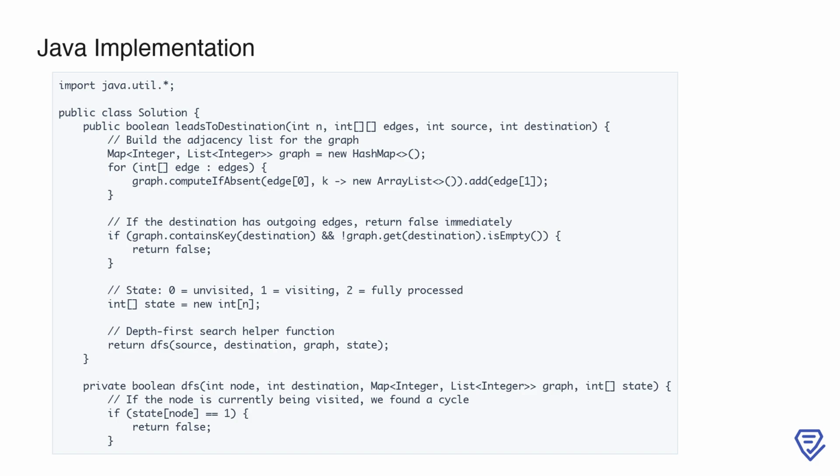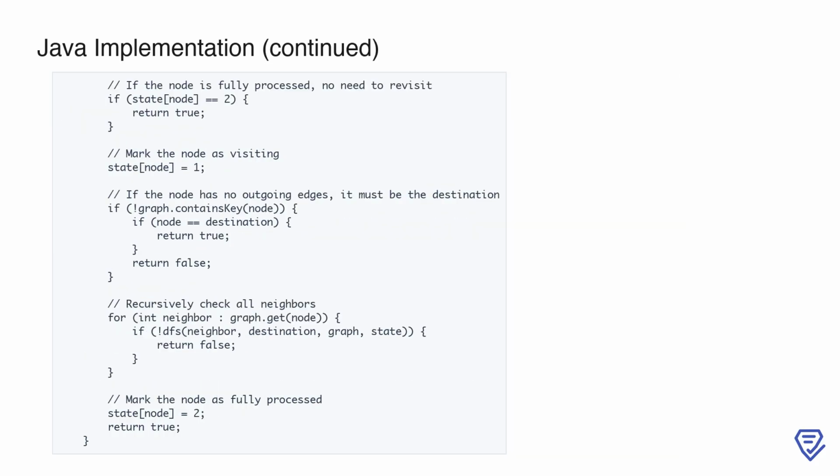The DFS helper function is then called to start the depth-first search from the source node, and its result determines the return value of the method. The DFS method implements the core logic for checking if all paths lead to the destination. First, if the current node is marked as visiting, state 1, this indicates a cycle, and we return false since cycles prevent paths from terminating.